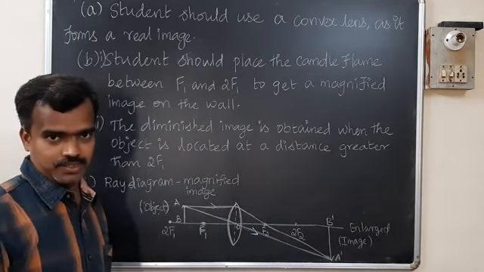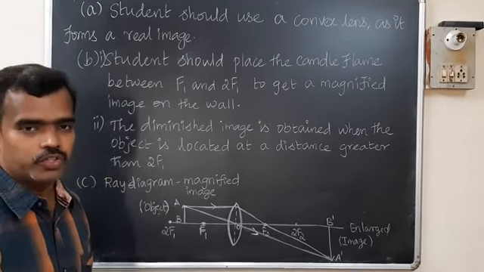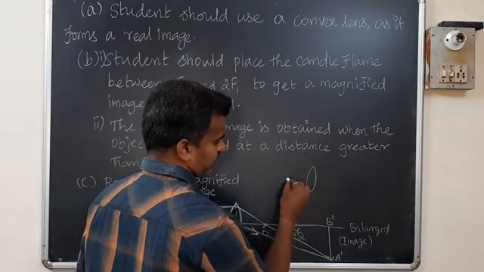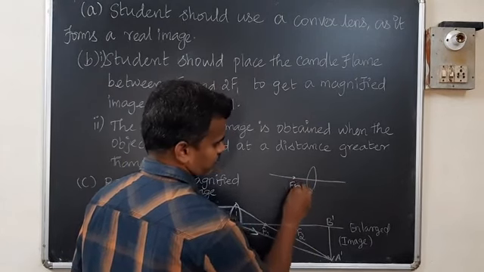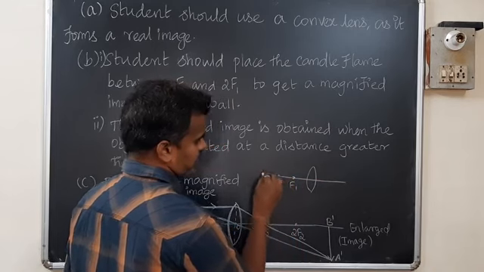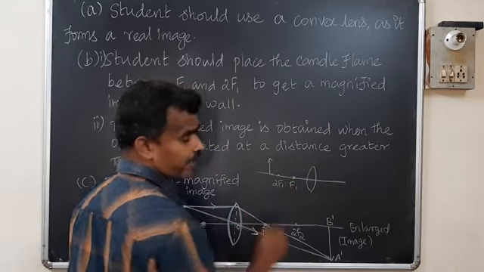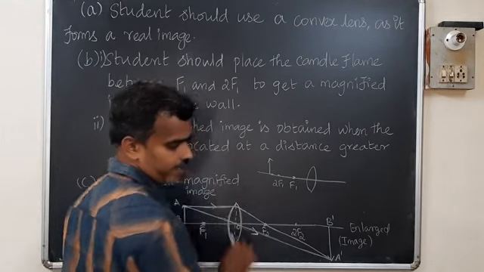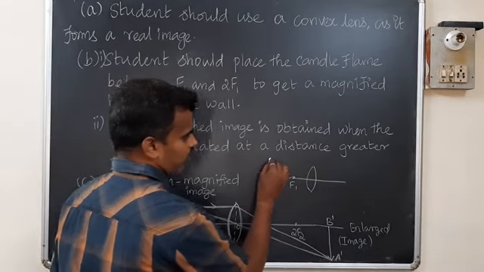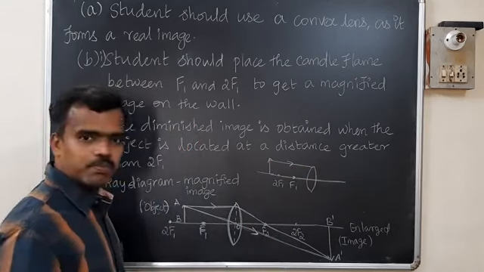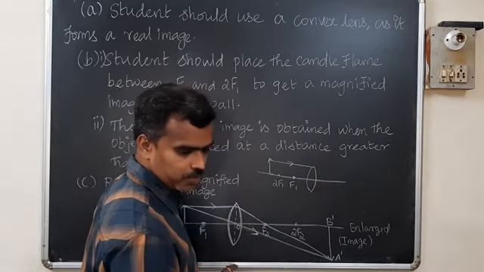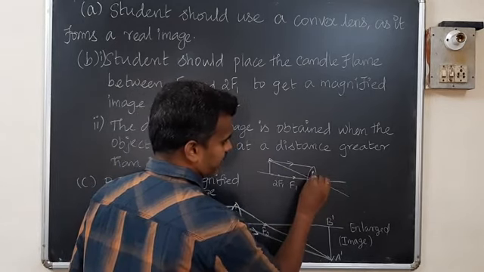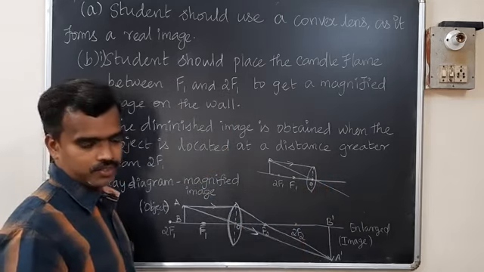or magnified image. Similarly, for the second condition also, we should draw the ray diagram. For that case, this is a convex lens, F1, 2F1, and the object should be placed behind 2F1, greater than 2F1. So the object is located at greater than 2F1. What will happen? One ray passes parallel to the principal axis, and one more ray passes through the optical center of the convex lens.